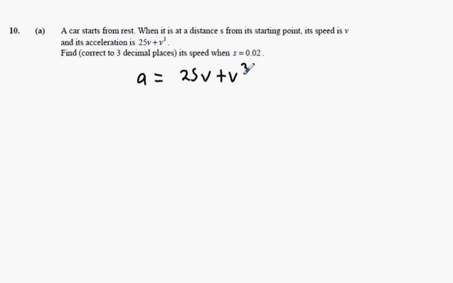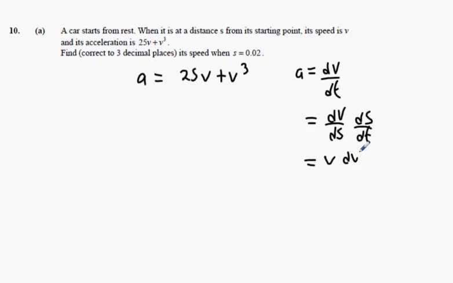Okay, so what I suggest here is that acceleration equals dv/dt, but it's not in terms of time, so you need to make an adjustment using the chain rule. So you use v dv/ds, using the chain rule. ds/dt is v, so it's v times dv/ds. V times dv/ds ends up being 25v plus v cubed.